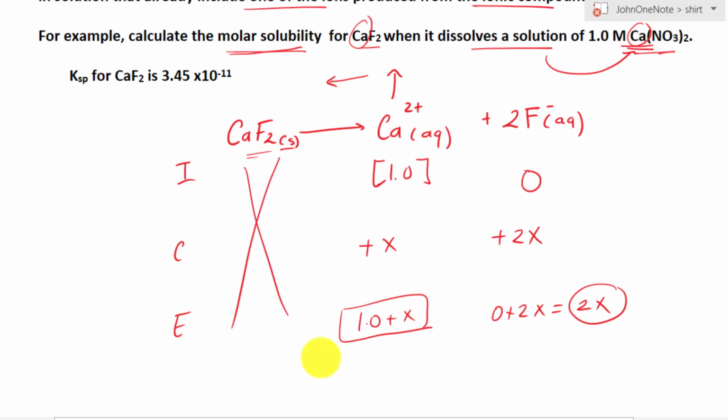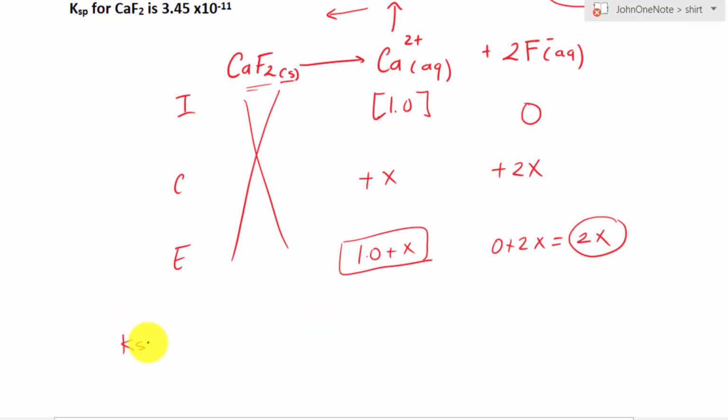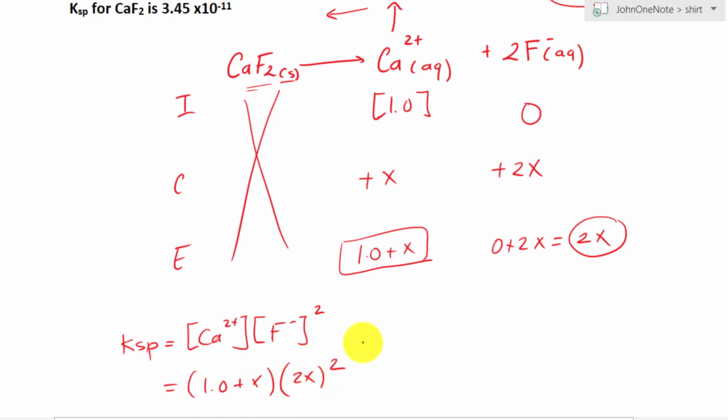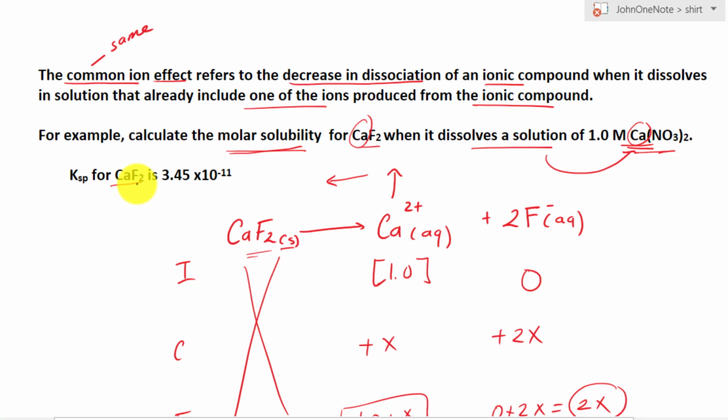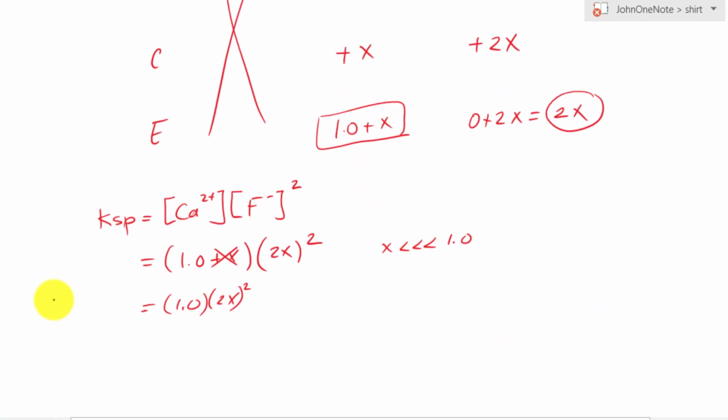Now just plug into your Ksp. So let's write the equation, Ksp equals, and the next thing we have to do is plug in the values at equilibrium, in this case in terms of x. So we have (1.0 plus x) times (2x) squared. And we can ignore that x because x is extremely small compared to 1.0. So now what we have here is 1.0 times (2x) squared, equal to your Ksp for calcium fluoride, 3.45 times 10 to the negative 11.